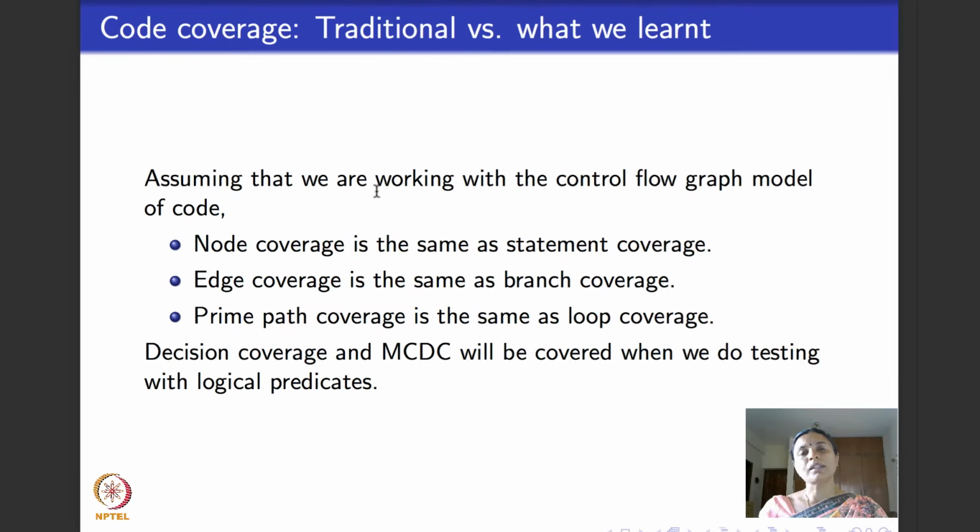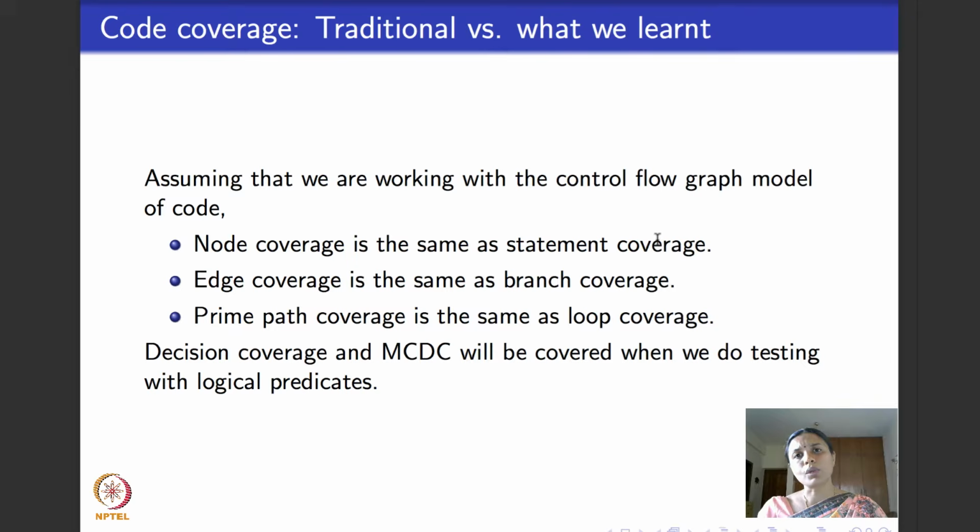In the last module, I took the statistics program example and showed you how to write the control flow graph piece by piece. In the module before that, we saw the pattern matching example and the control flow graph and the data flow graph corresponding to it. If you are working with the control flow graph, then what we saw as node coverage criteria over graphs is the same as statement coverage.